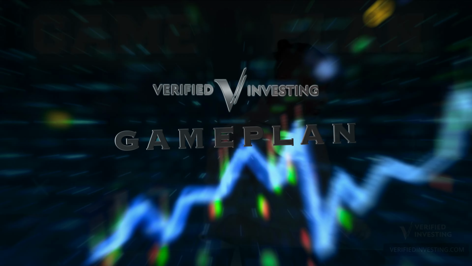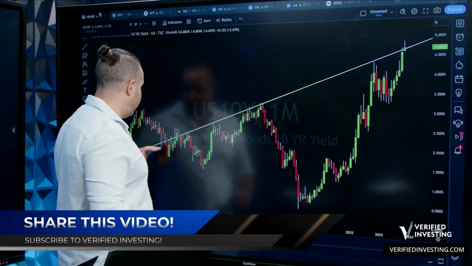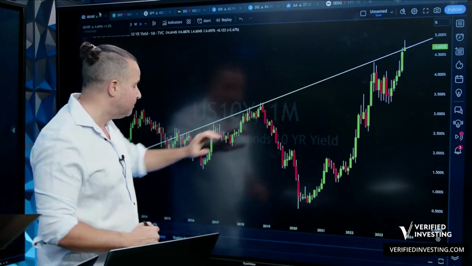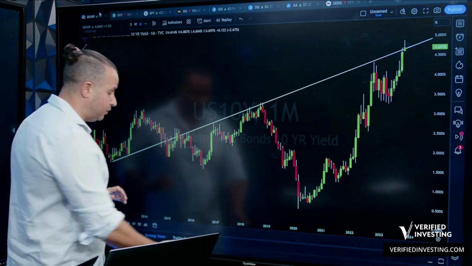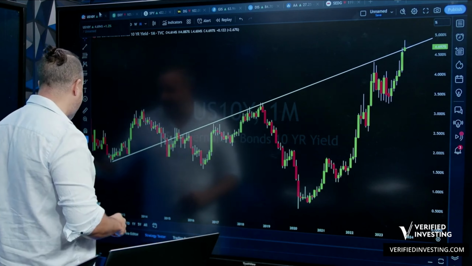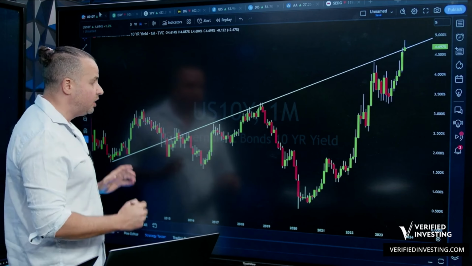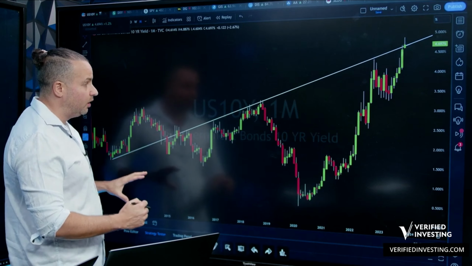Let's go over here and take a look at the 10-year yield. So this is your monthly chart. The reason I'm starting here is very simply we have to be looking at the overall charts here to understand exactly what is going on.